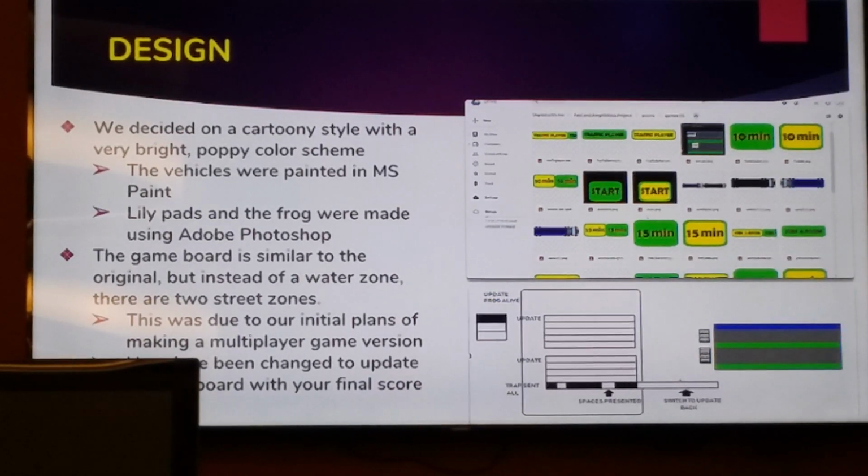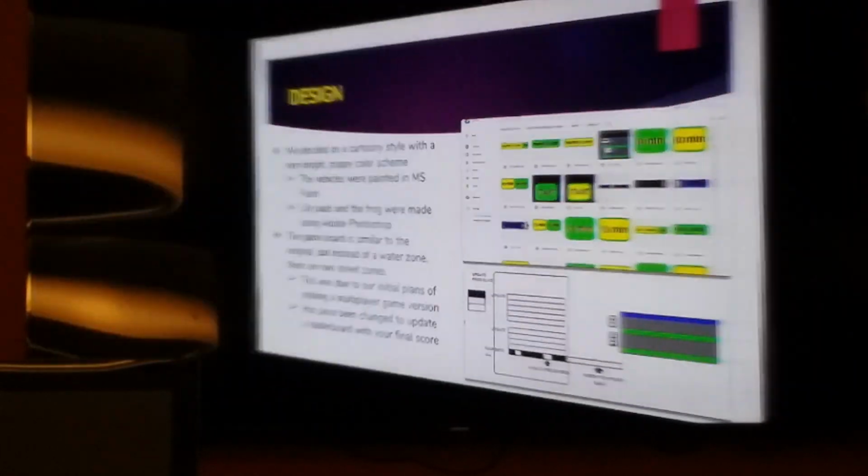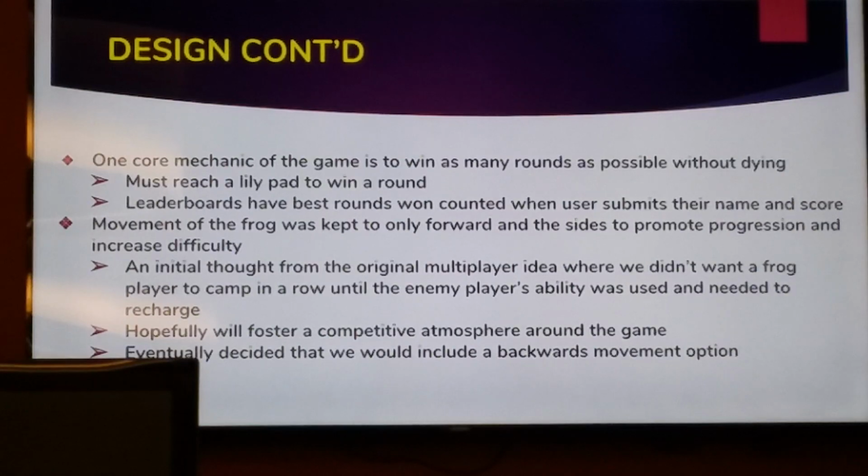Initial plans, multiplayer game, has been changed to update leaderboard. The core mechanic is to win as many rounds as possible without dying. You must reach a lily pad at the end to win. The frog was kept to go only forward, but we changed that so that it could go backwards later on. We have a competitive atmosphere around the game because it's kind of hard.